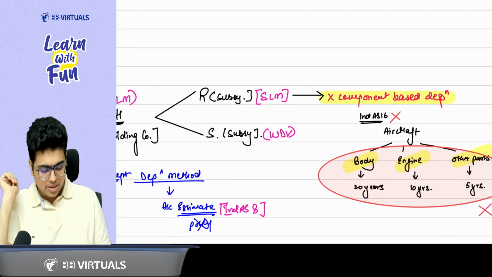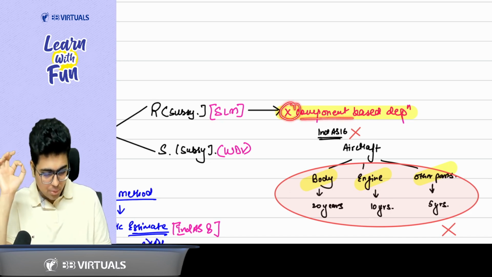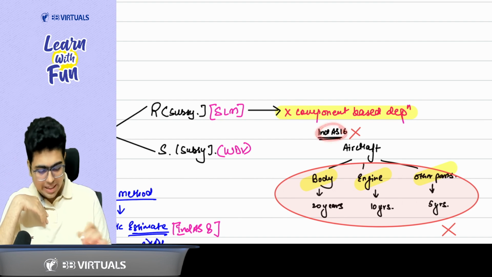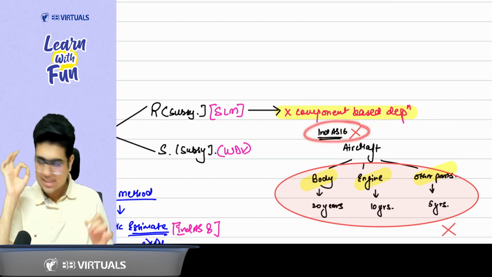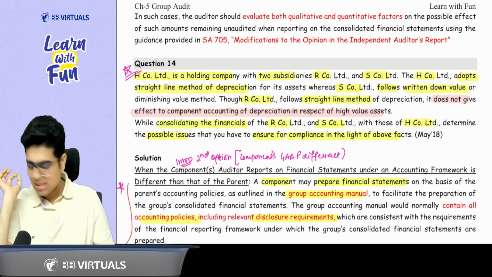There is no problem. Now, additionally, they tell that R is not following component based depreciation. Now, this component based depreciation is a requirement of Ind AS 16. So if they are not following component based depreciation, they are not following Ind AS 16. This you need to mention in your answer. So see what it says.